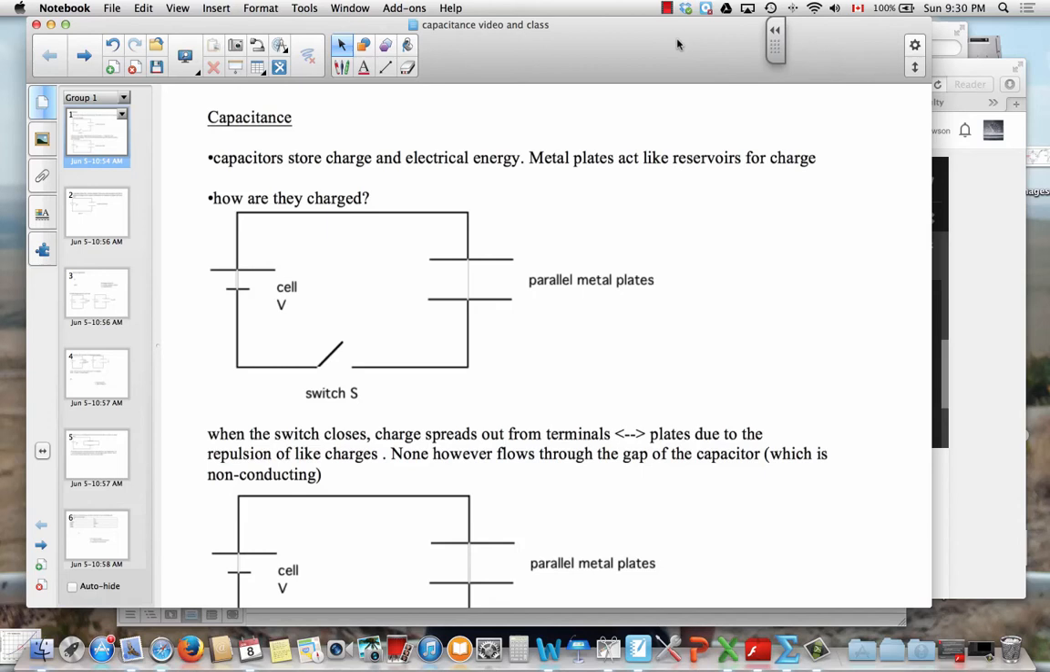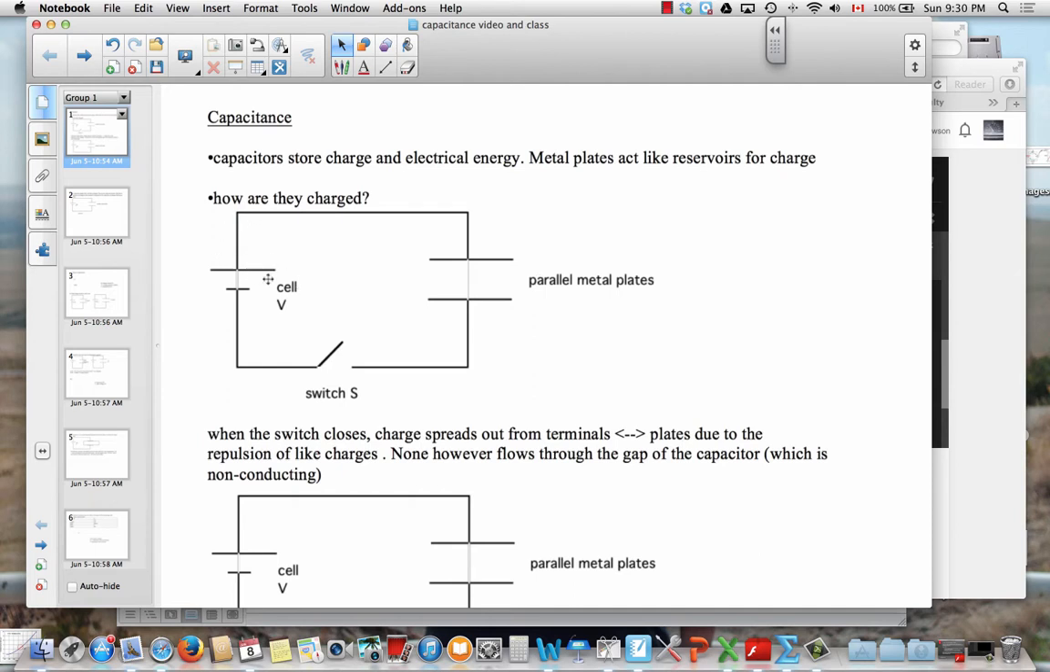Okay, our next topic is capacitance. Capacitors are used to store charge and electrical energy, and a capacitor is fairly simple. It's just two sheets of metal that are hooked up parallel to each other.